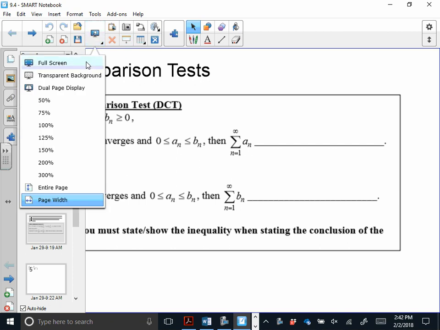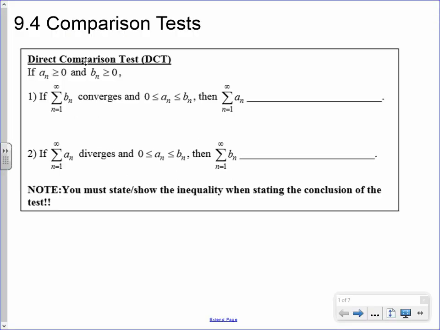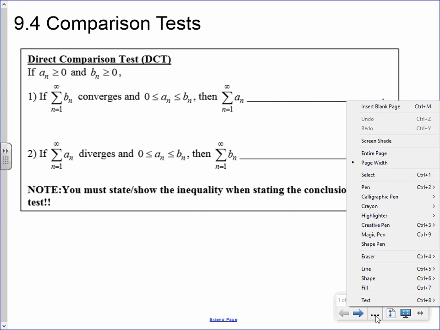Okay. Today we're going to talk about comparison tests. The first comparison test is the direct comparison test. And there's two ways we can use it. We can show it to either converge or we can show it to either diverge. But we have to have certain stipulations. Okay. So let's first think of a convergent series.